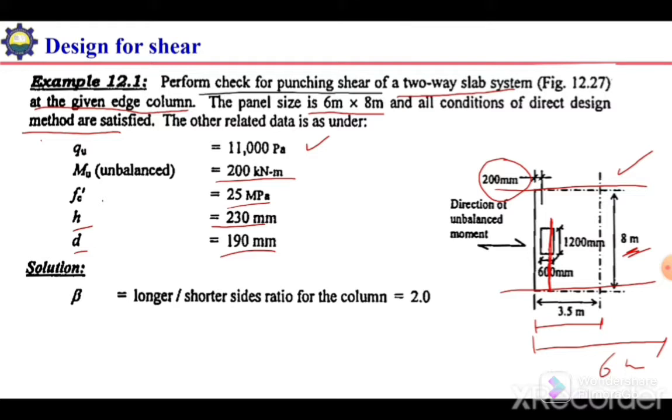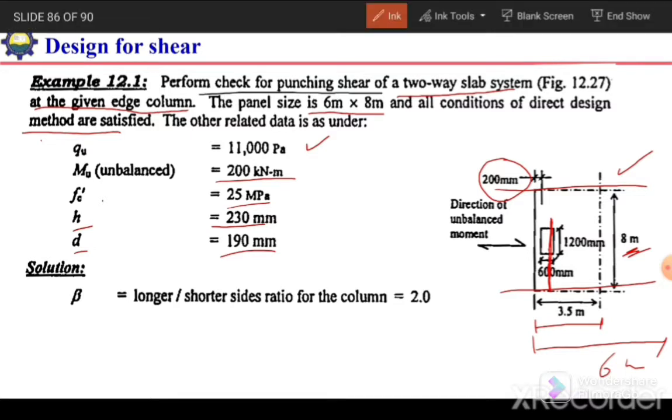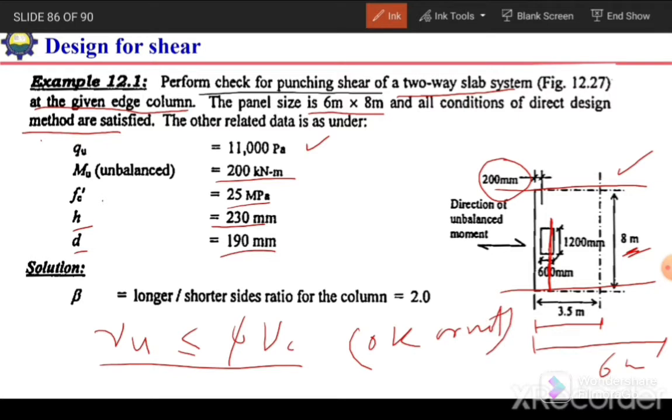Okay. So to solve this example, we need to satisfy this equation, that whether this applied shear stress is less than or equal to phi Vc or not. If it is less than, then okay. Otherwise, we need to design the reinforcement. So we need to check this, whether it is okay or not. Okay, so there are different approaches to calculate this. So first we can calculate this resistive shear. So how much is the resistive shear for this slab?